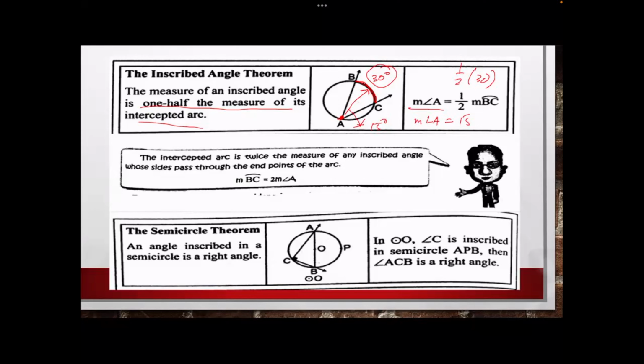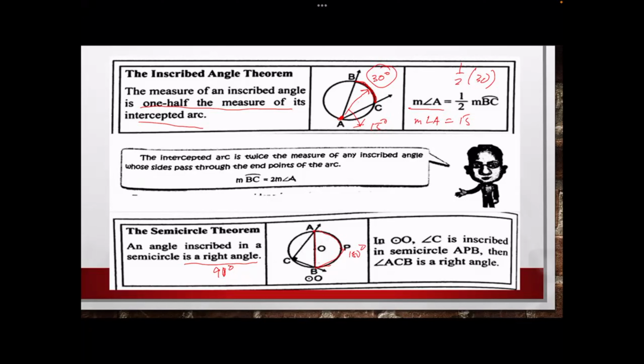Next, the semicircle theorem. An angle inscribed in a semicircle is a right angle. Ano ba yung right angle natin? That is 90 degrees. So, in circle O, the angle is inscribed in semicircle APB. So siya A to P to B. Tapos tumawid siya sa gitna, which is the half of the circle. Ano ba yung kalahati ng circle? This is 180 degrees. Now, ang hinahanap natin is angle ACB.